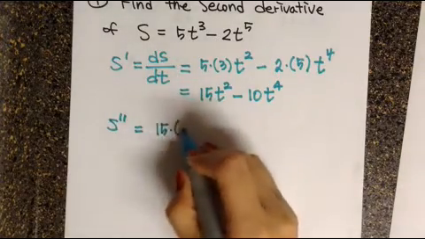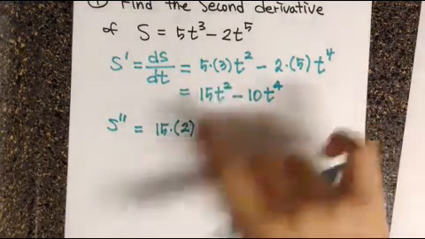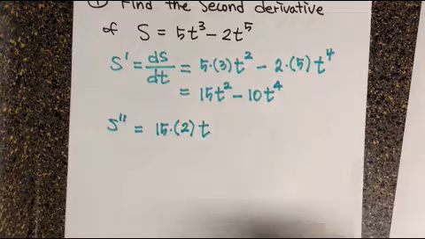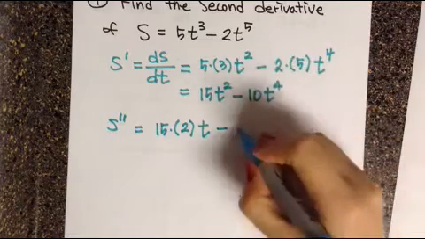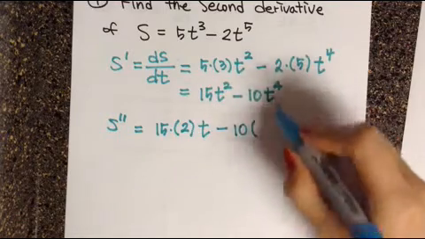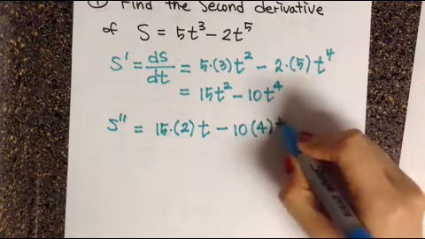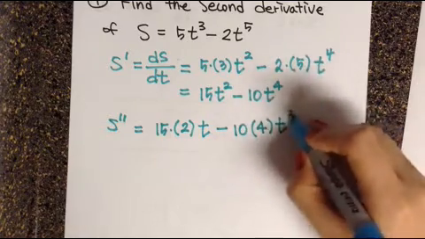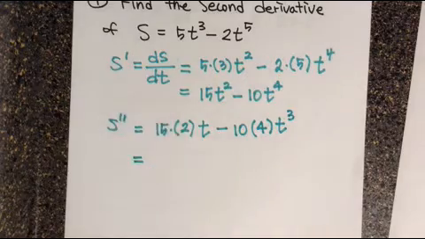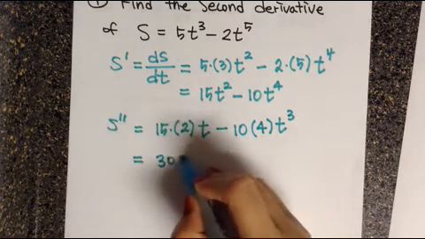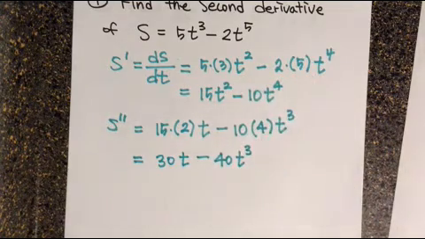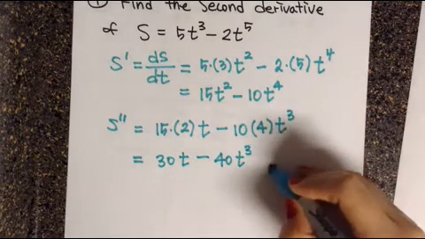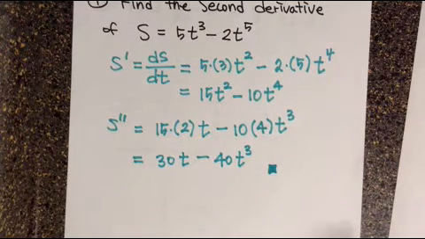15 times, bring 2 down, t to the 2 minus 1, which is 1. So I'm not going to write anything here. Minus 10 times, bring 4 down, t to the 4 minus 1, which is 3, cubed. So I have 30t minus 40t cubed. Good. Done. And let's do the next problem.